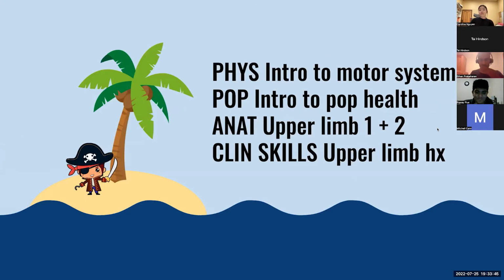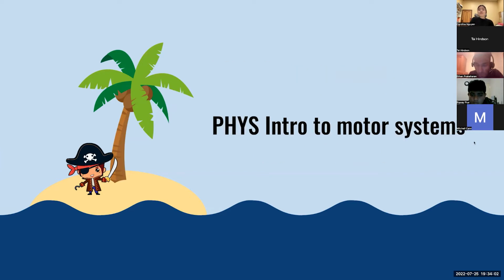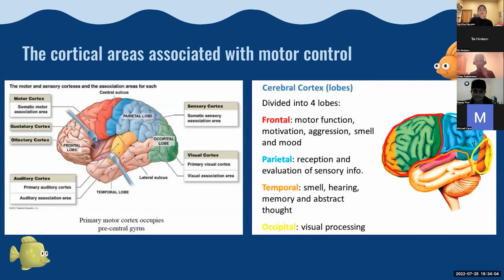So we're going to run through PHYS POP. POP means population health. It's sort of like HKS to some degree. Anatomy, you'll be introduced to anatomy for the first time. And CLIN skills, we're going to be doing history taking. So PHYS Intro to Motor Systems.